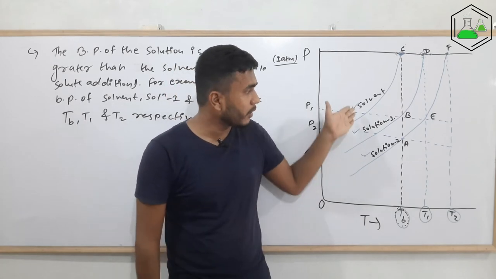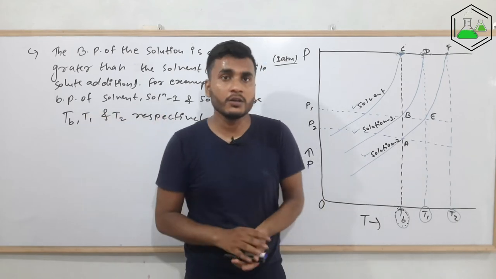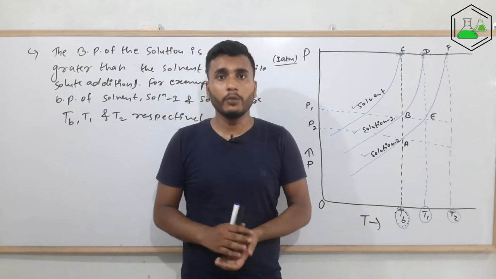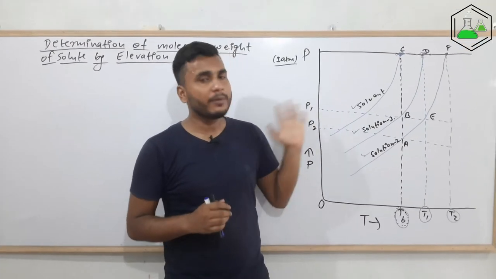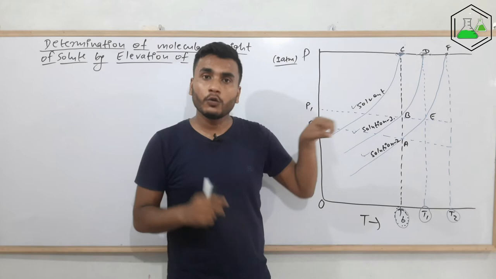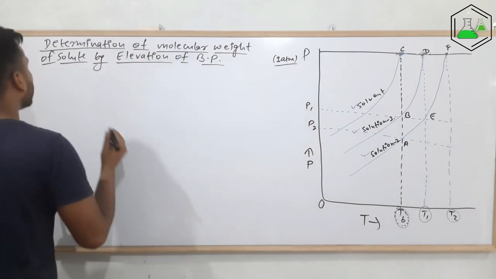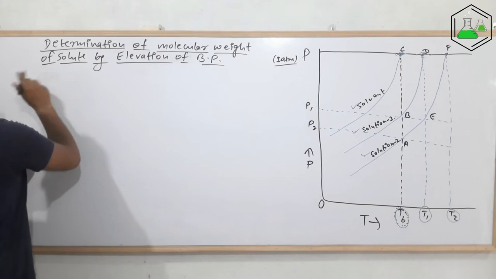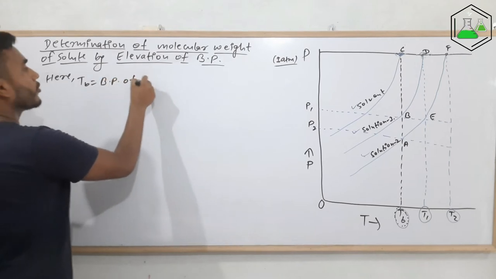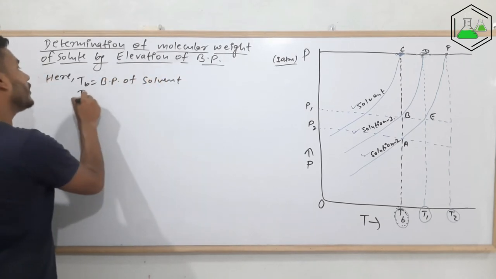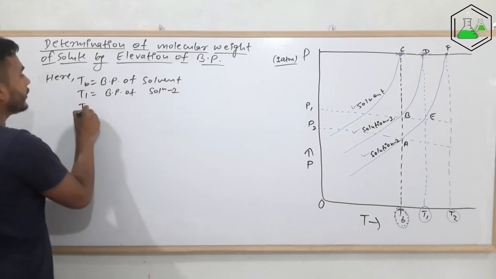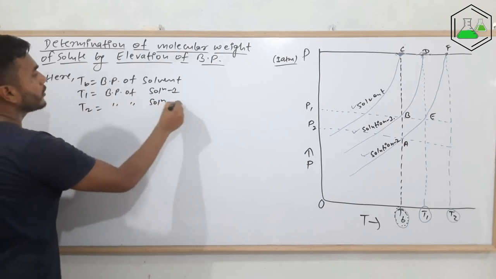I hope you understood everything about the graph and the three conclusions that we can draw from the graph. Now let's see the mathematical calculation of the elevation of boiling point. We can use the concept of elevation of boiling point to calculate the molecular weight or molecular mass of the solute that is used to make the solution. For that, we need to consider some things here. Here, TB is the boiling point of the solvent, T1 is the boiling point of solution 1 and T2 is the boiling point of solution 2, right?